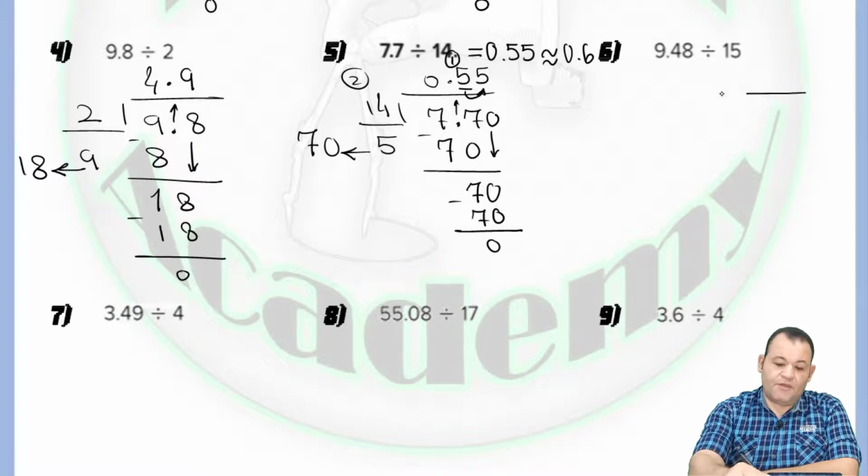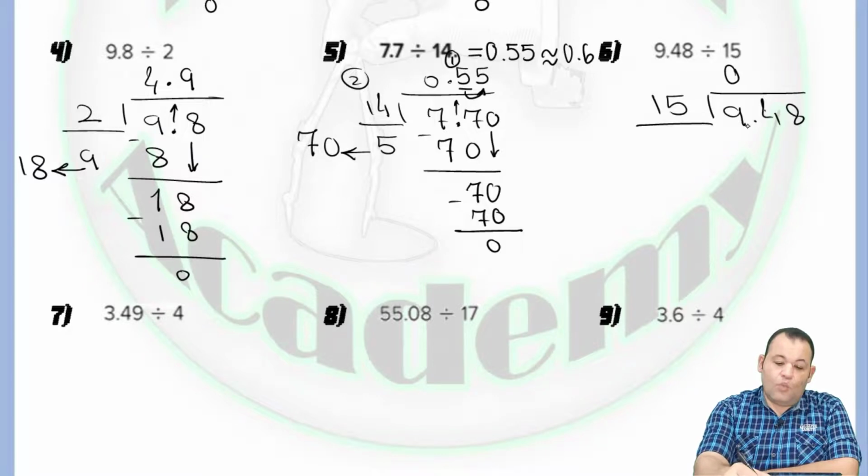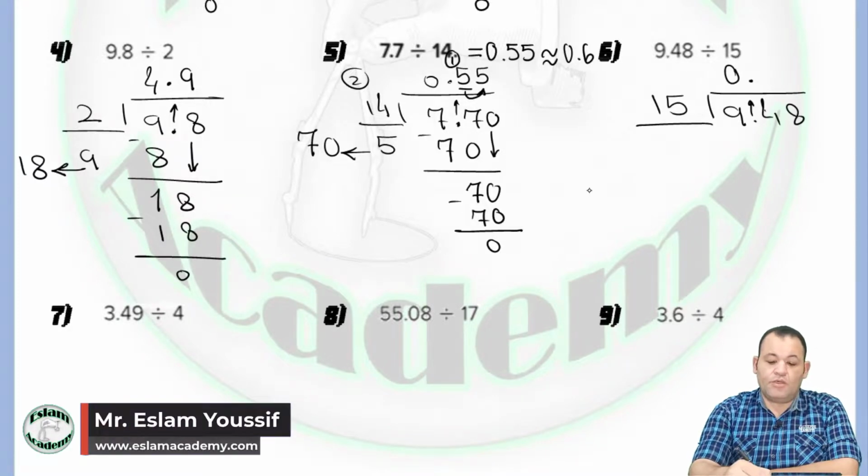9.48 divided by 50. By using long division, that's 9.48. If we need to divide it by 50, the divisor is 50, and the dividend is 9. 9 is smaller than 50. So we can't divide, just put 0. Once you find the decimal point, put the decimal point up and take 94.